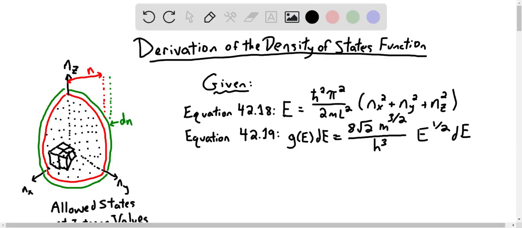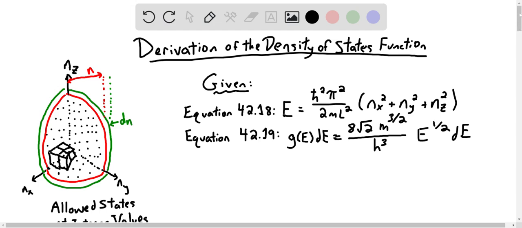Hey everyone, so this is deriving the density of state function. It wants us to use the equation for energy for a three-dimensional box, which is derived in an earlier problem. And we have the density of state function, which is actually per unit volume.